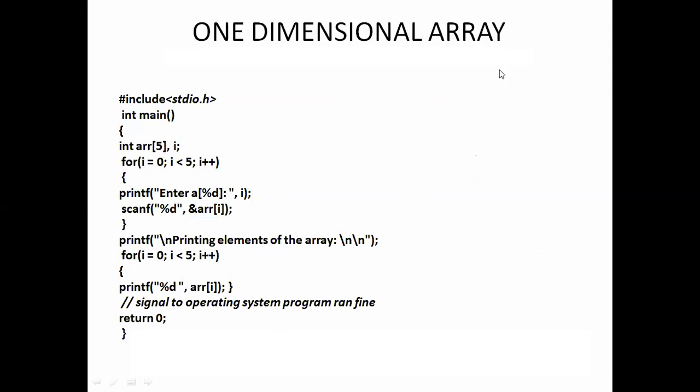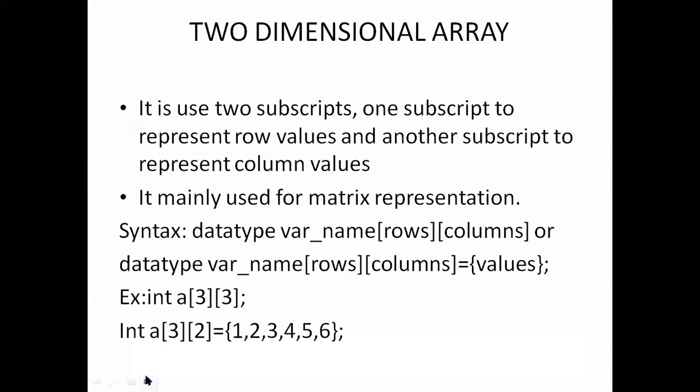Next, the two-dimensional array. When the array has two subscripts, we call it a two-dimensional array. So it uses two subscripts. One subscript is used for row values and the other for column values. This two-dimensional array is mainly used for matrix representation.